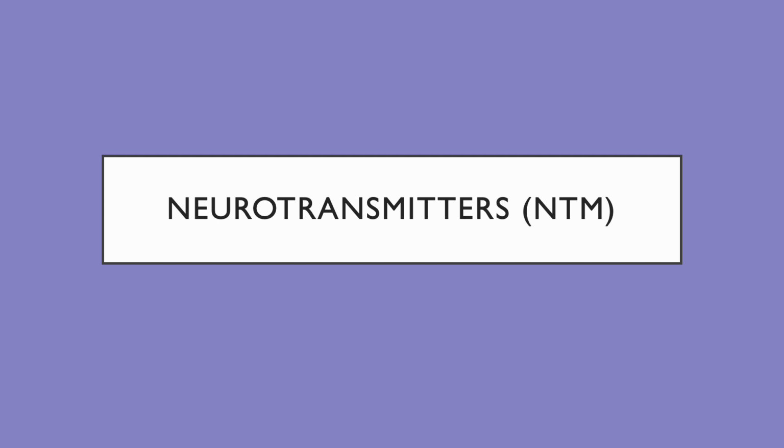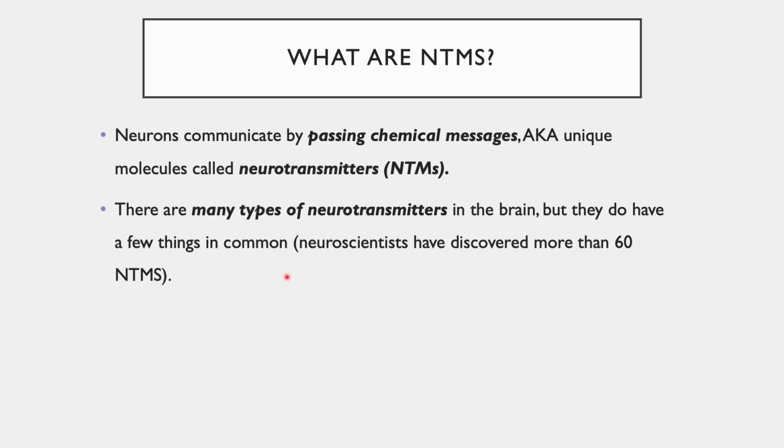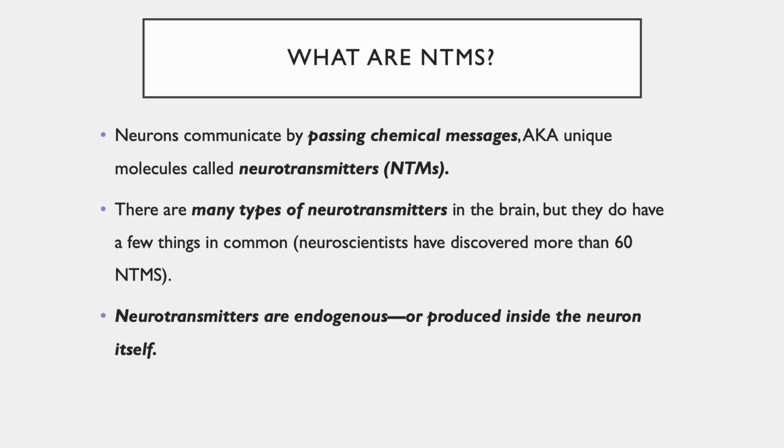Now we're going to discuss neurotransmitters. So what are neurotransmitters exactly? These are small chemical messages that are produced by our cells, and they can be transmitted from cell to cell. Now we've talked about neurotransmitters quite a bit, but we haven't talked about the different types of neurotransmitters in depth. We know that there are several different types. So far, we've discovered more than 60 different types of neurotransmitters. And they're endogenous, so they're actually produced inside of the neuron itself.